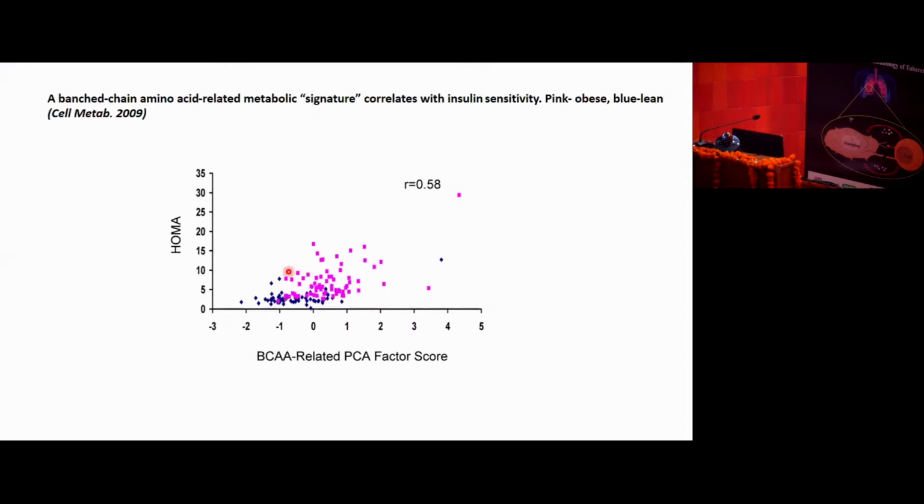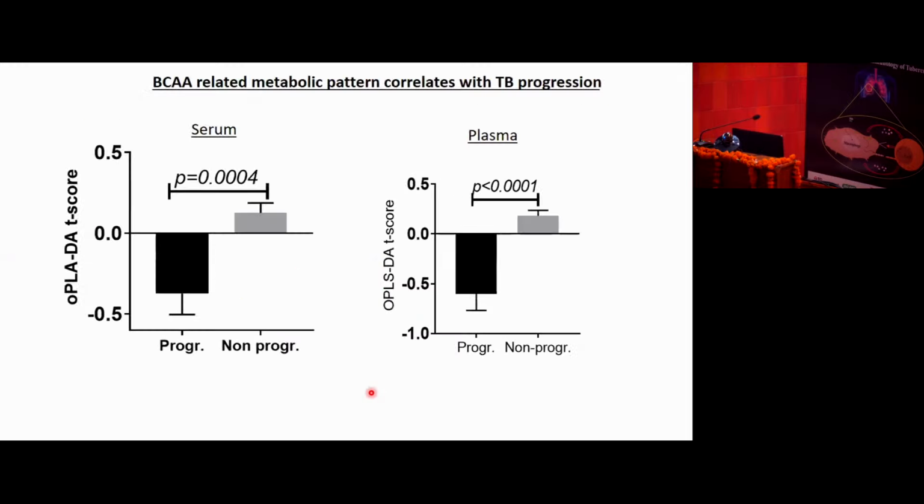This is the basis of why we chose branched-chain amino acids, because they are related to the HOMA, which is the homeostatic response to insulin. We wanted to see whether this BCAA-related metabolic pattern has any correlation with progressor versus non-progressor. And this is what we see.